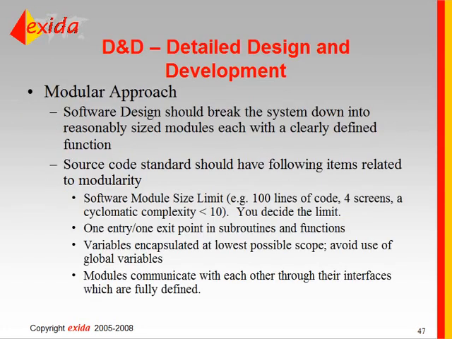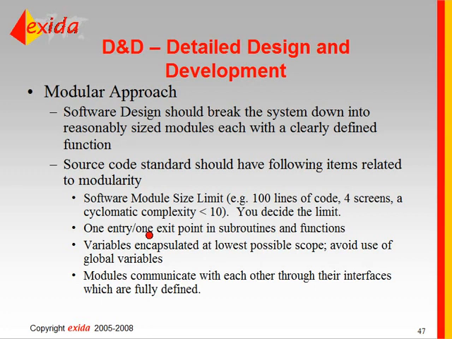For the modular approach, as I said, the size is very important because you want to make sure it's small enough to be easily understood. The source code standard should have a requirement related to the size. So it could be a size limit in terms of lines of code, like say 100 lines of code, 4 screens, or maybe complexity, cyclomatic complexity, less than 10. That's related to the number of branches in the code. You decide the limit, but you want to put a limit in place that everybody has to follow.